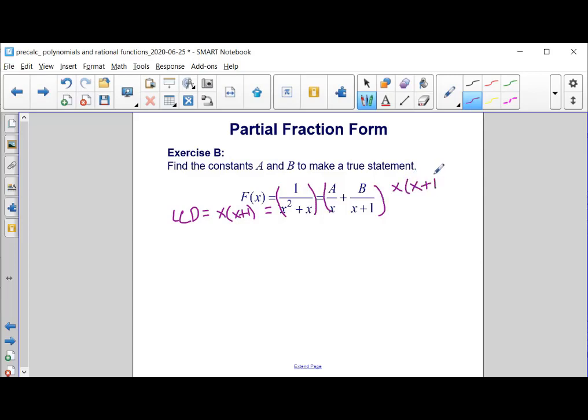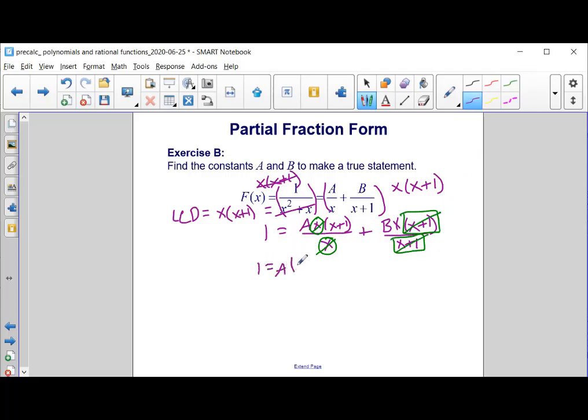x times x plus 1 and x times x plus 1. When we do this on the left-hand side, both of these cancel out with the entire denominator over here, so we're left with 1. And then on the other side, we're going to have a times x plus 1 over x plus b times x plus 1 over x plus 1. Notice that the x's in our first expression cancel out, and in our second one, the x plus 1's cancel each other out. So therefore, we can rewrite this as 1 is equal to a times x plus 1 plus b times x.